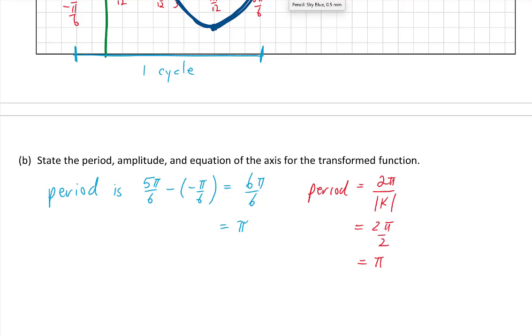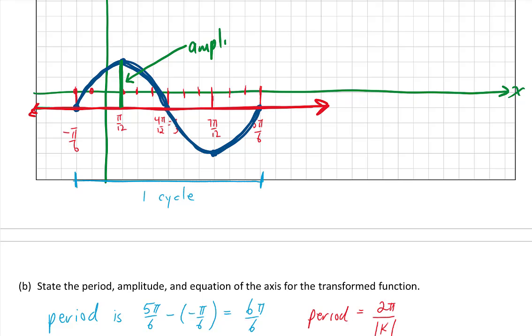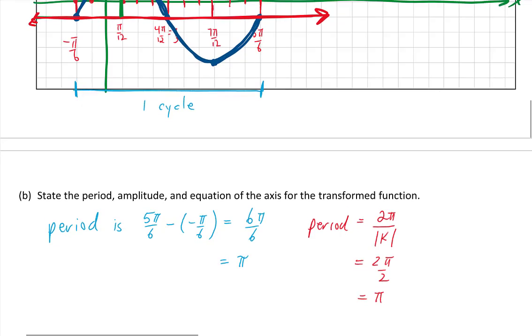Next is the amplitude. So the amplitude of the graph goes from what's called the axis of the curve, or the equation of the axis. So let's highlight that here. So the line that sort of separates this into two parts. So this distance from the axis of the curve to the peak or to the trough of a sinusoidal function is called the amplitude. And we can see the amplitude in this one goes 1, 2, 3 squares. So we see the amplitude is 3.